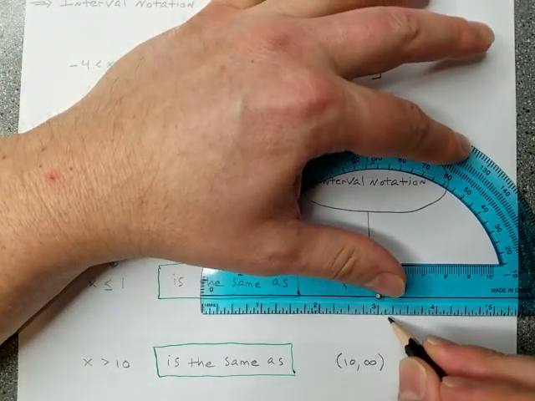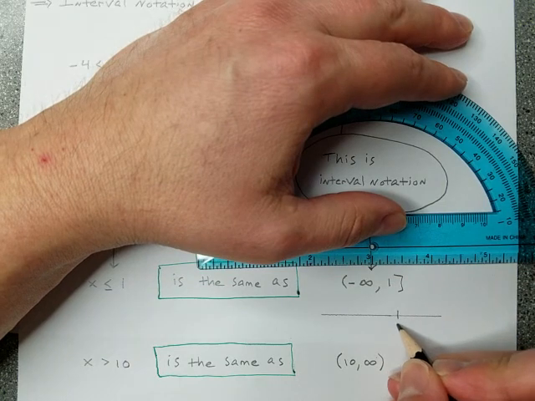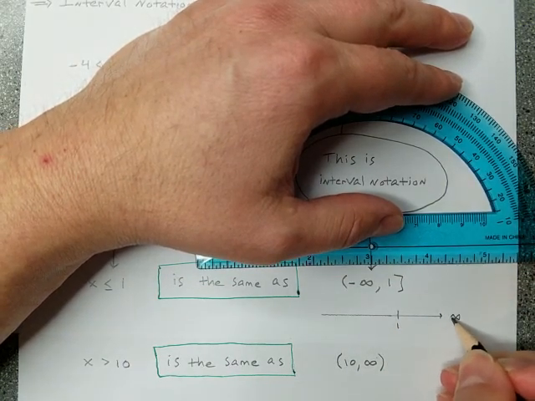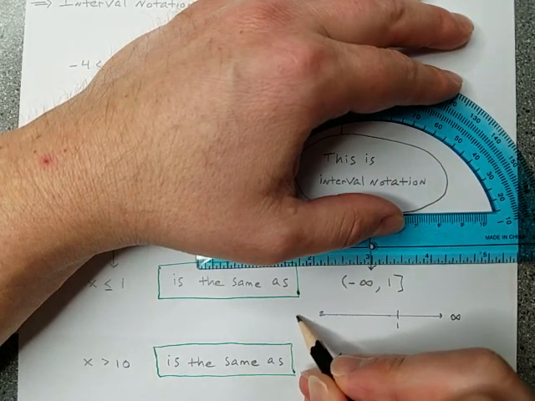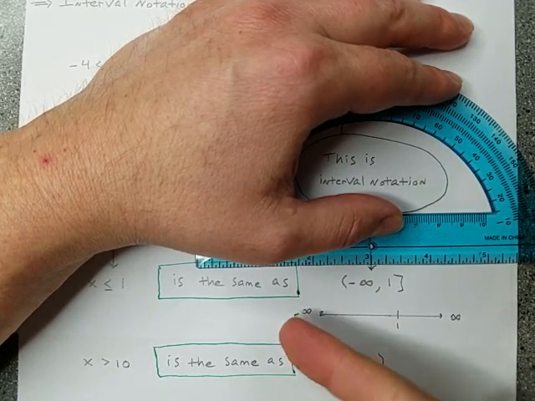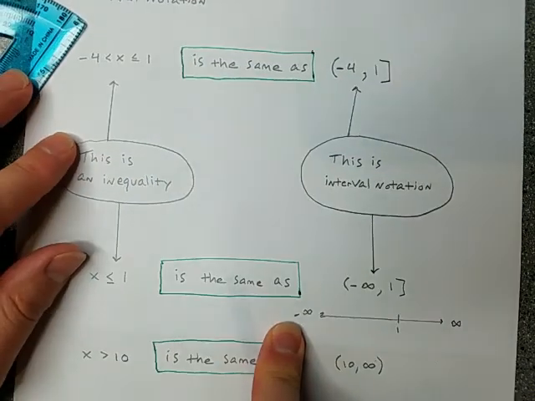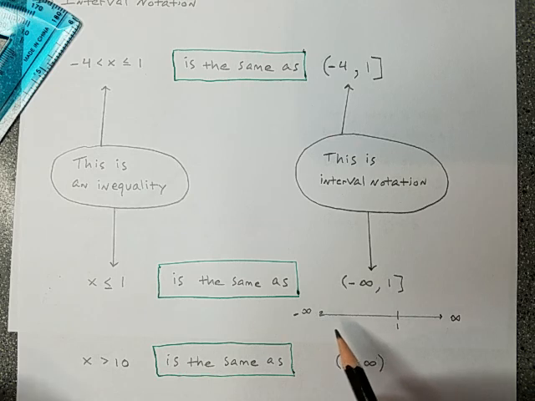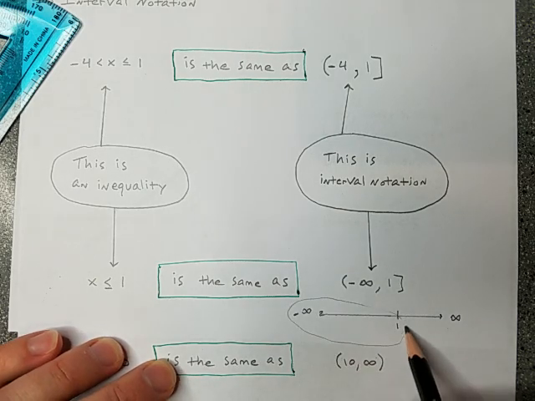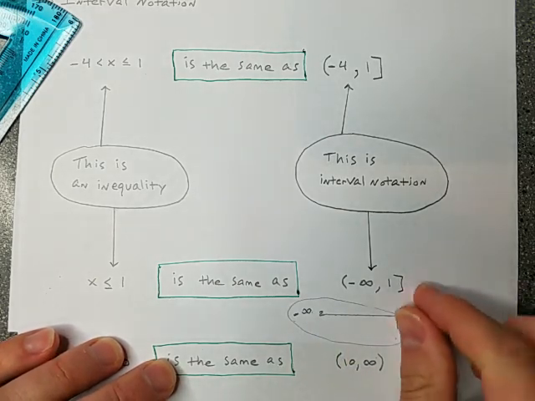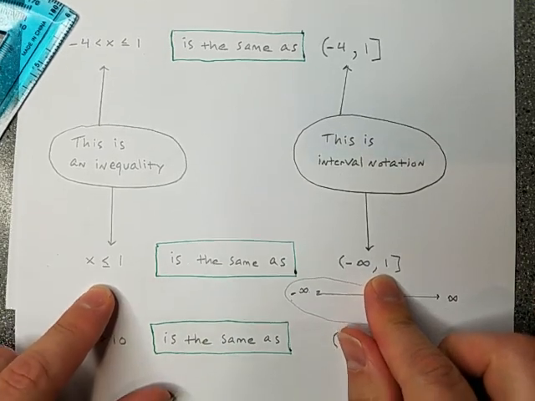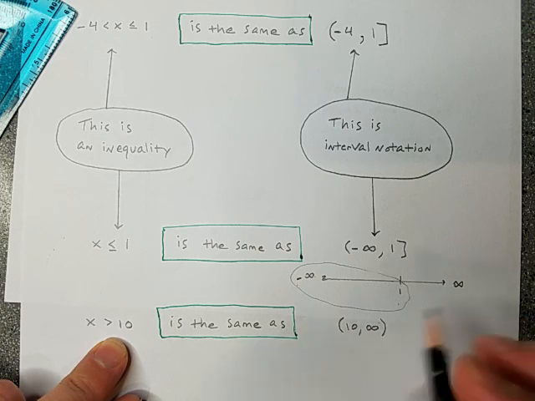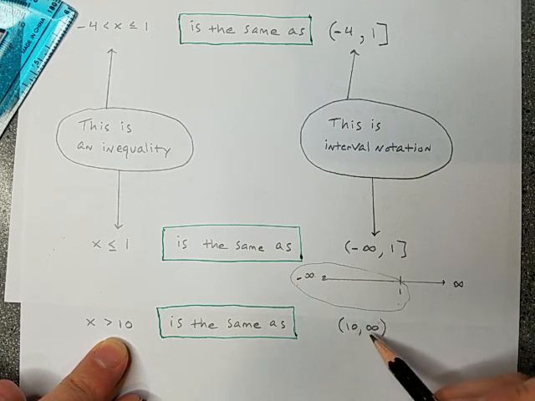Like if you had the number line, and here's 1, and if you went forever that way, you would go to positive infinity, and if you went forever this way, you would go to negative infinity. You never get there, though. I mean, you can't go forever anywhere. So we're talking about negative infinity to 1. That's the interval. This is the inequality. One more. X is greater than 10 is the same as parentheses 10 comma infinity.